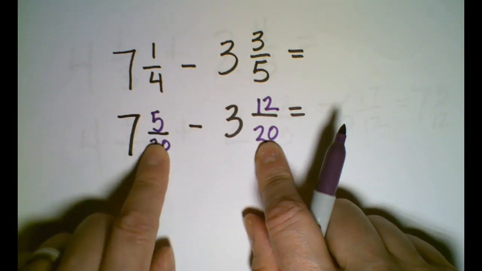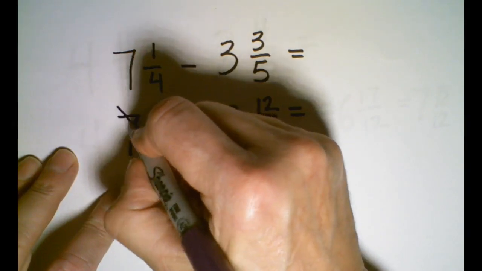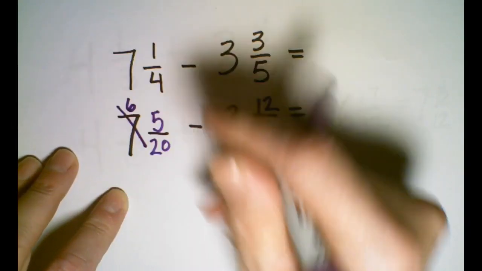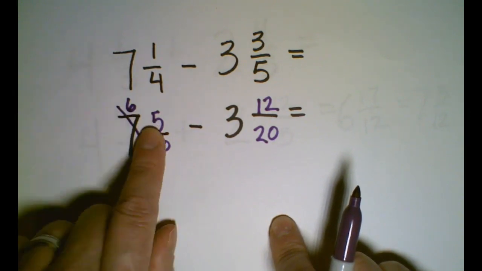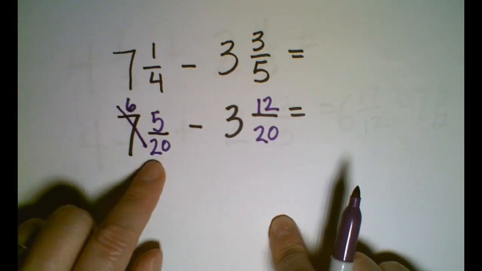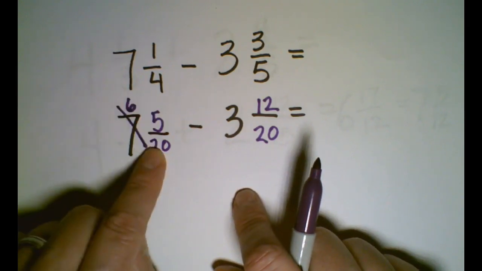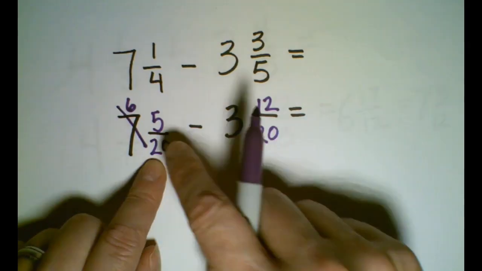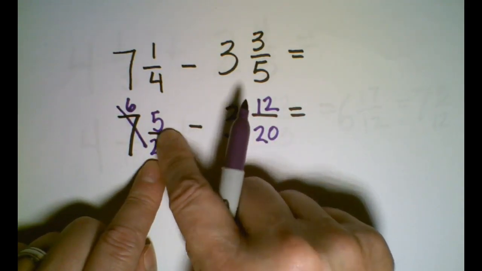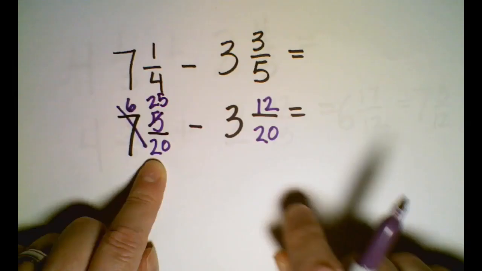Well, I don't have enough here to subtract 12 from. So I'm going to regroup, take 1 out of here. Okay, but when I do that, I can't just make this a 15 like we normally would do if we were dealing with just whole numbers or decimals, because we're not dealing with powers of 10. When I take 1 whole over, that's 20 twentieths. Okay, so I have to take my 20, add it to what I have, and my 5 becomes 25.